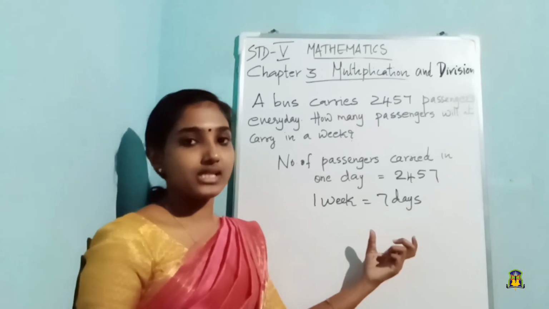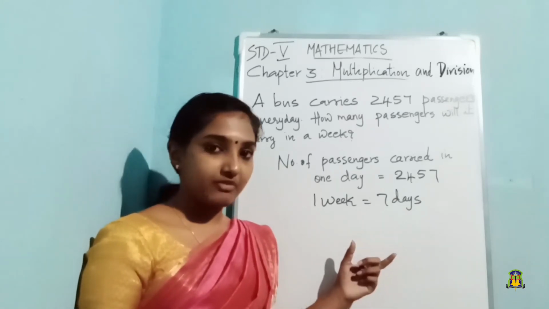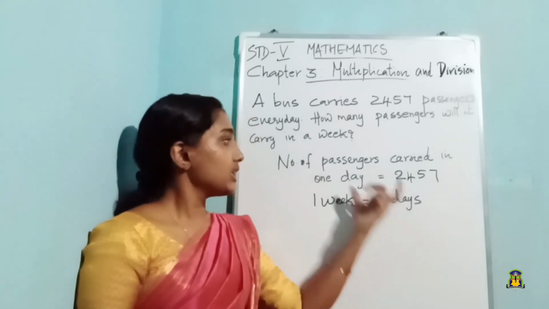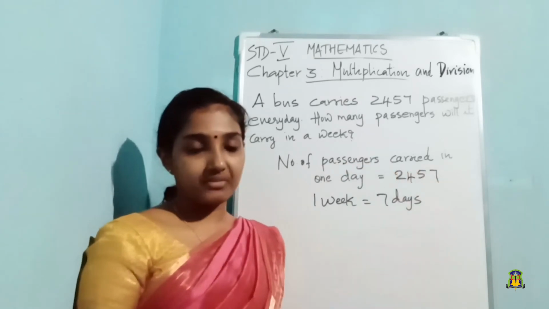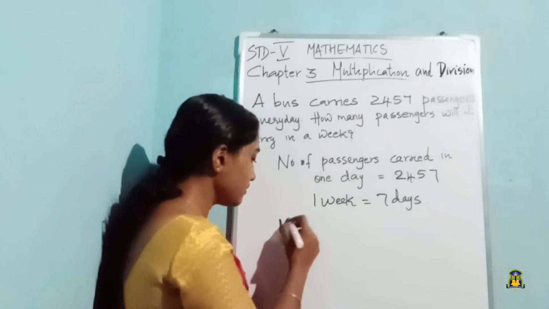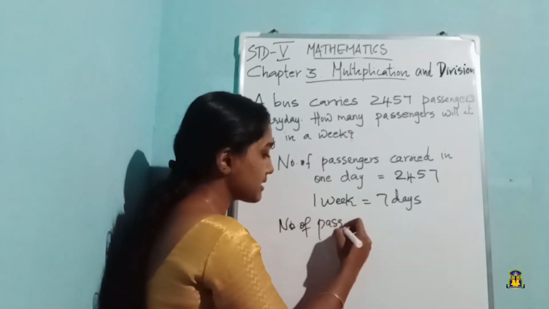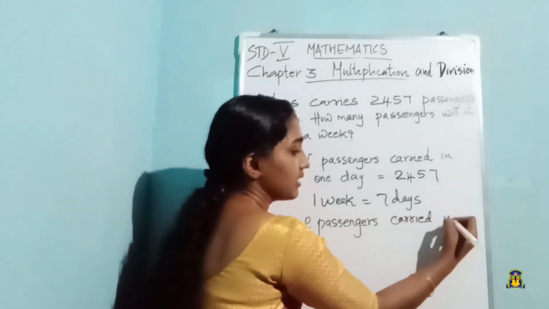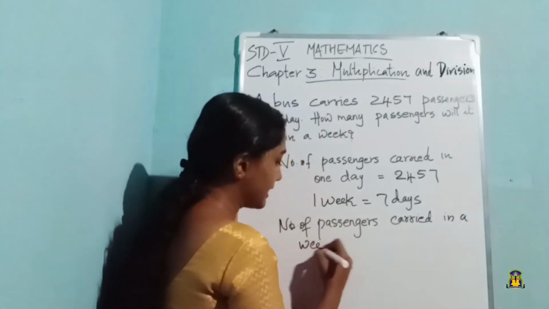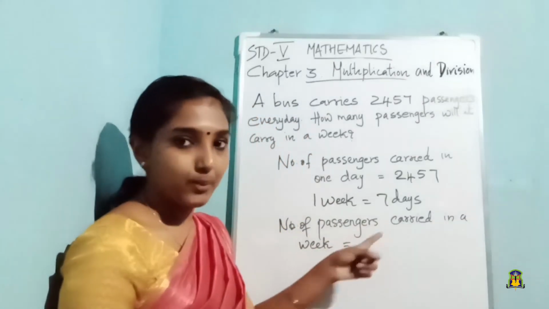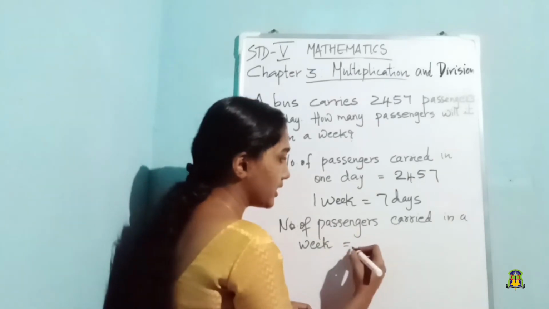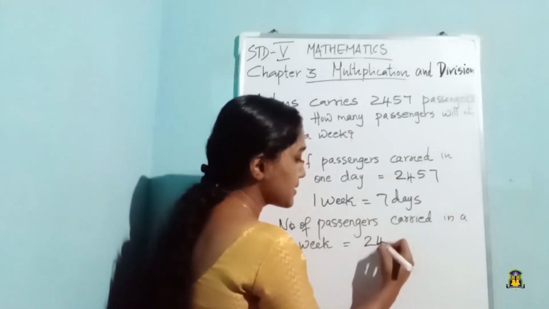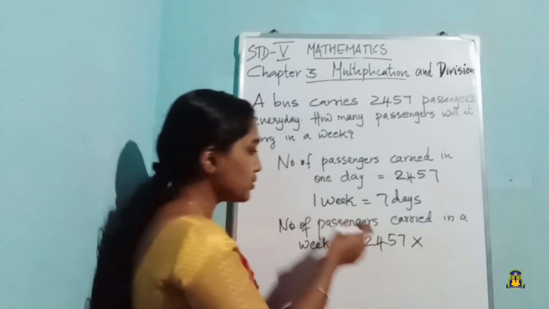We know how many passengers are carried in 1 day. So, to find the number of passengers in 7 days, what we have to do? We have to multiply number of passengers in 1 day with number of days. Okay. So, number of passengers carried in a week. That means in a week means in 7 days. So, number of passengers carried in a week equal to number of passengers carried in 1 day. In 1 day it is 2457 into number of days.